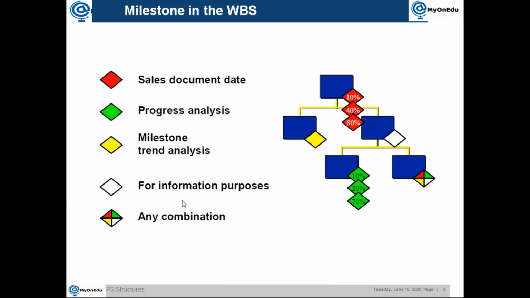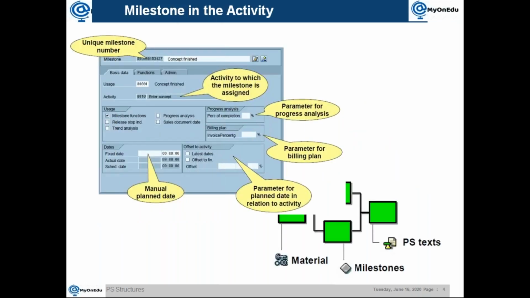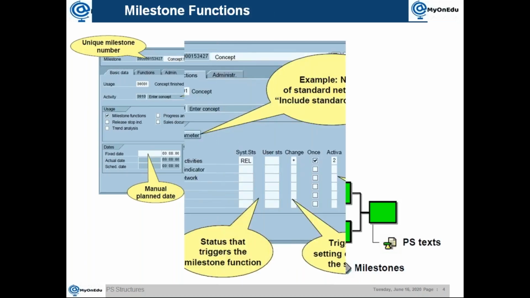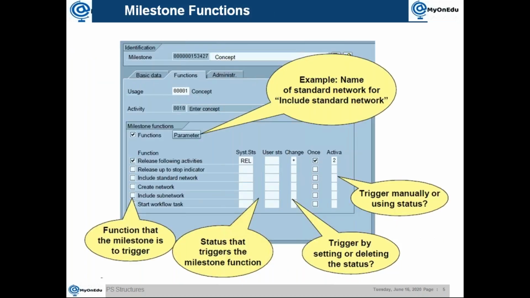Then, just for information purpose, you can say this milestone is there, something like that. So you can use it for any of these purposes, or you can do it all together, any combination also. So this is the milestone coming from the WBS perspective. But when it comes to activity, it has some more functionalities, because normally when the milestone gets assigned to a network activity, then it brings some additional functionality. For example, there are some milestone functions. Okay, you can do some kind of releasing of some additional activities.